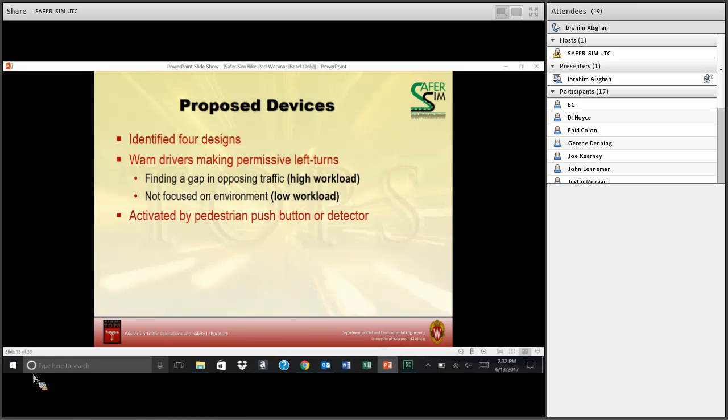So the aim of this proposed design is a device that can be activated by a pedestrian push button, or it can be developed for the next stage, maybe with pedestrian detectors that activate automatically. So let's go next.